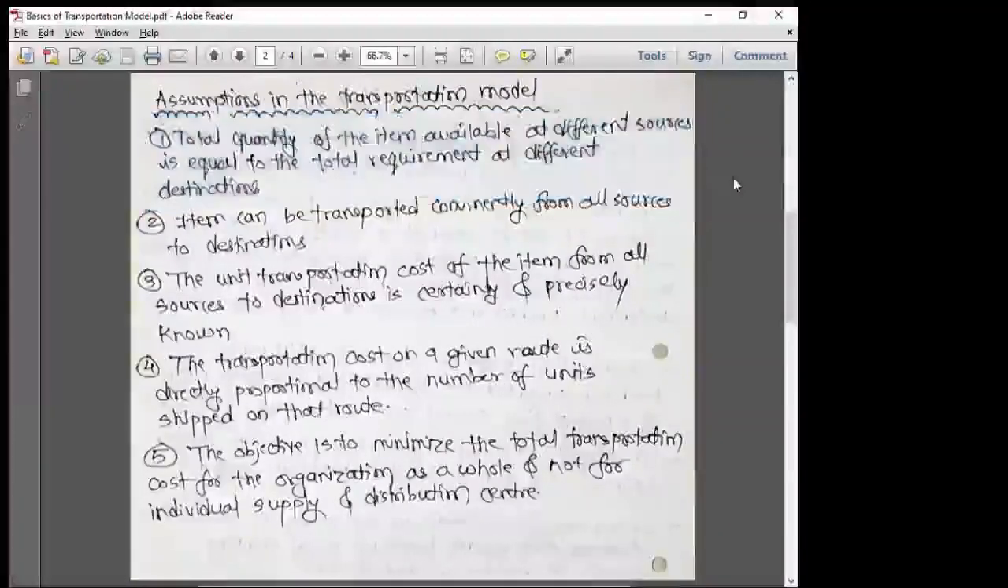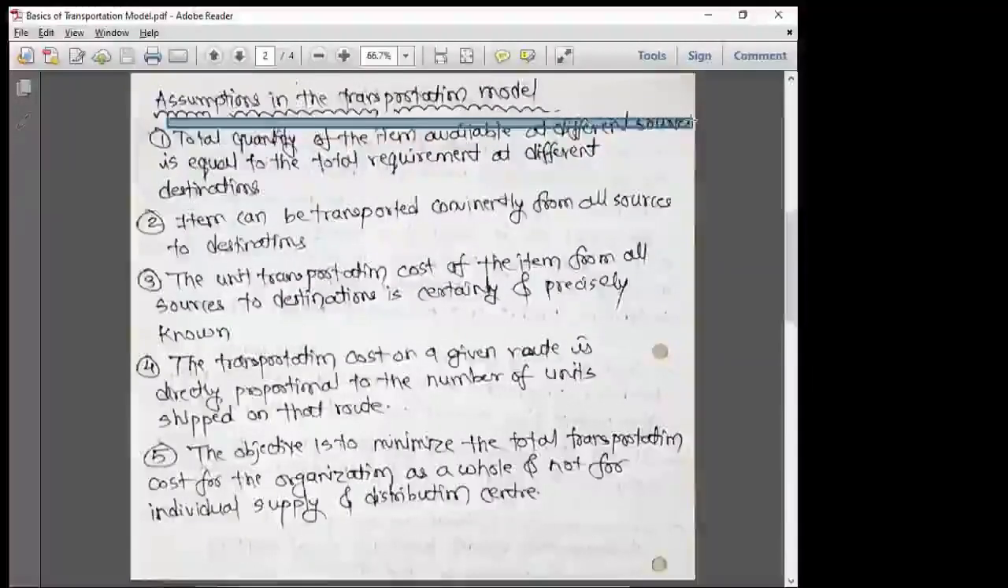Particularly, let's say I require 1 lakh cement bags. My demand should match the capacity of that particular factory as well. So the total quantity of the item available at the different sources is equal to the total requirement.